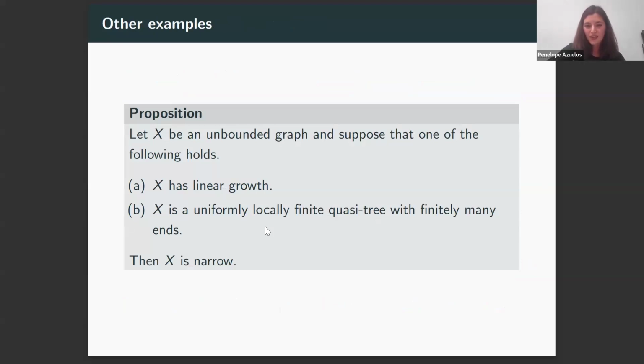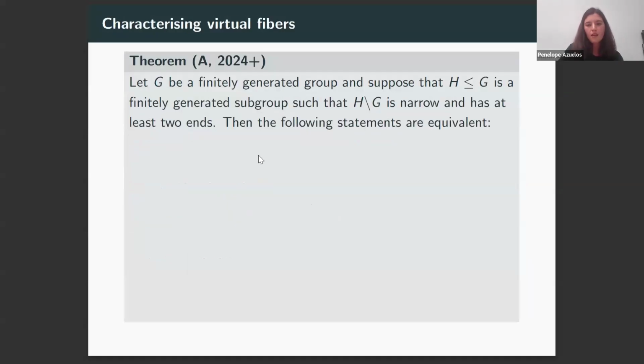Okay, so I'll just move on to the results then. So G is still finitely generated, H is still finitely generated, and now the geometric condition we're putting on this is that the quotient is narrow. I'm abusing notation a bit. I mean a Cayley graph of G with respect to S, but it turns out that this doesn't depend on the choice of finite generating set. And we're also assuming that this quotient has at least two ends.